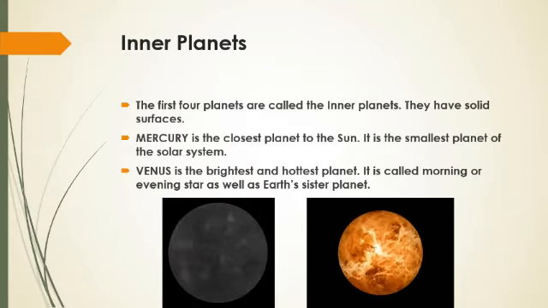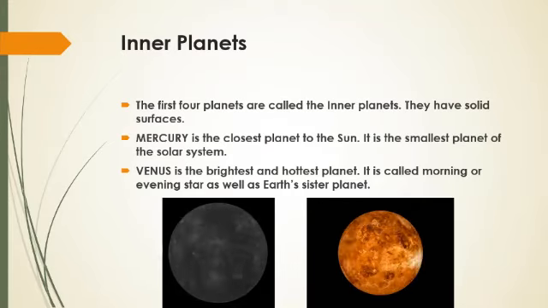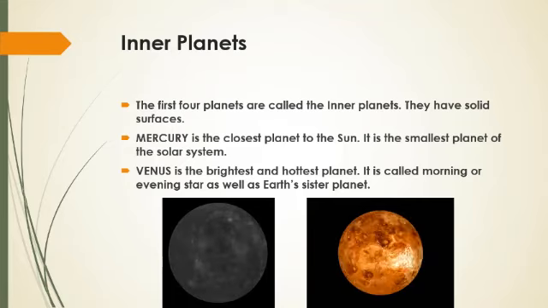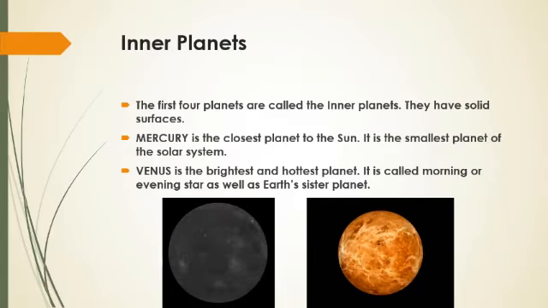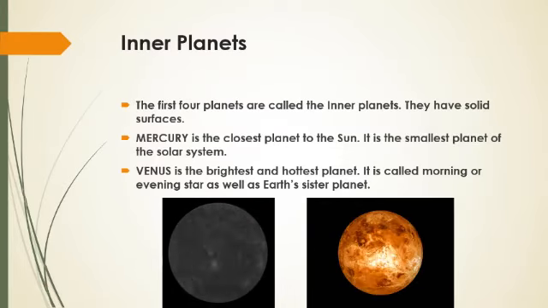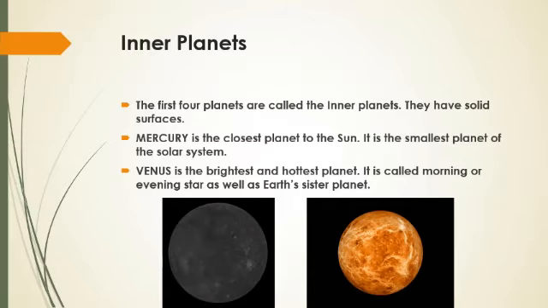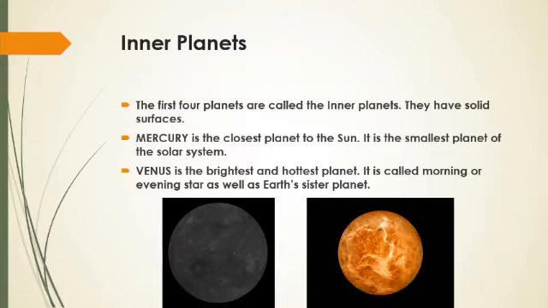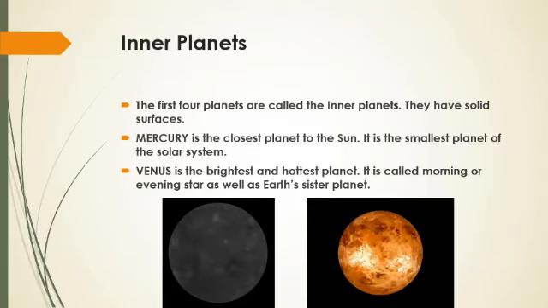Mercury is the closest planet to the sun. It is the smallest planet in the solar system and it doesn't have any moon. So children, keep it in mind. Mercury is the closest planet as well as the smallest planet of the solar system.